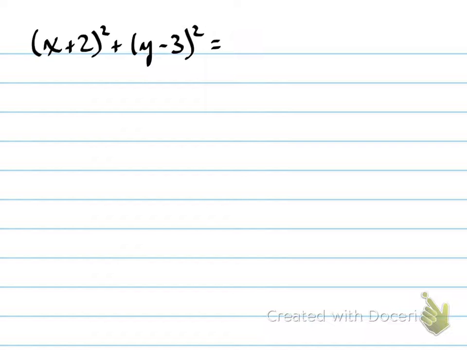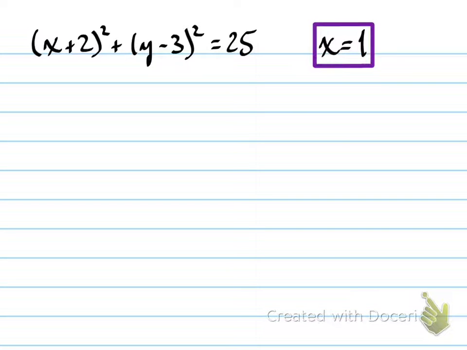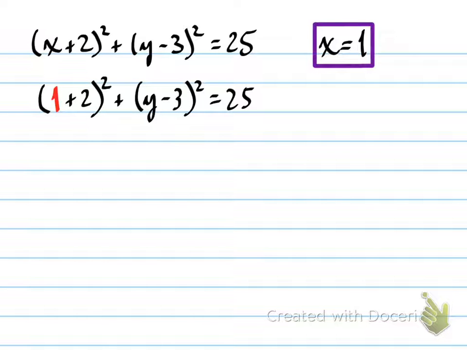Let's pick the first one. All right, so (x + 2)² + (y − 3)² = 25. And remember, x equals 1. So we're going to replace the x with 1. It's as easy as that. And so (1 + 2)² is 9.